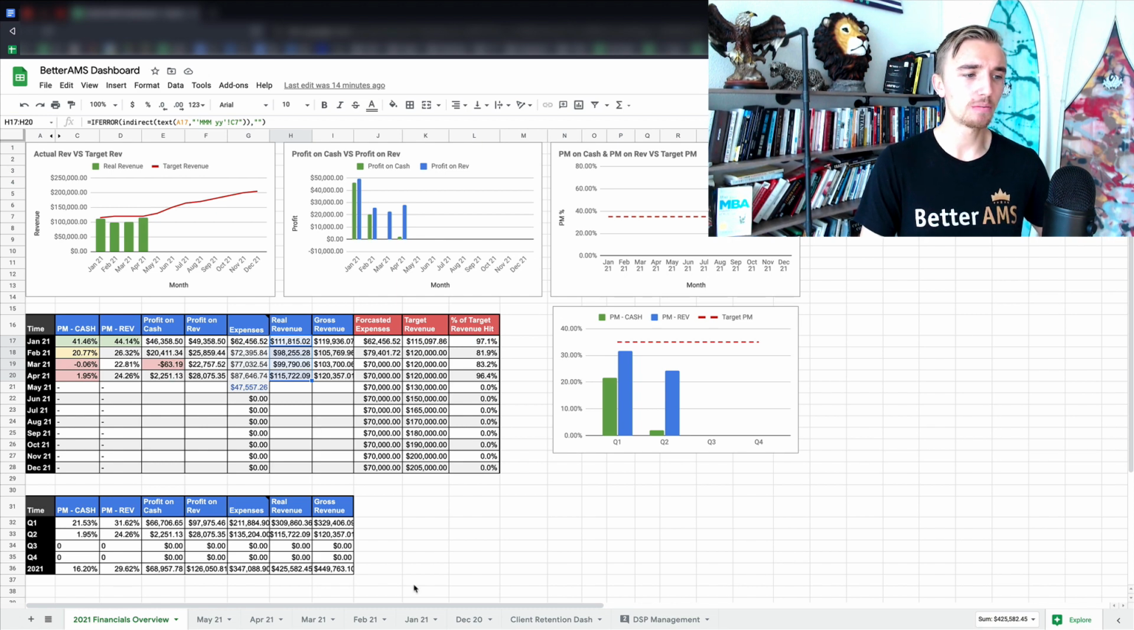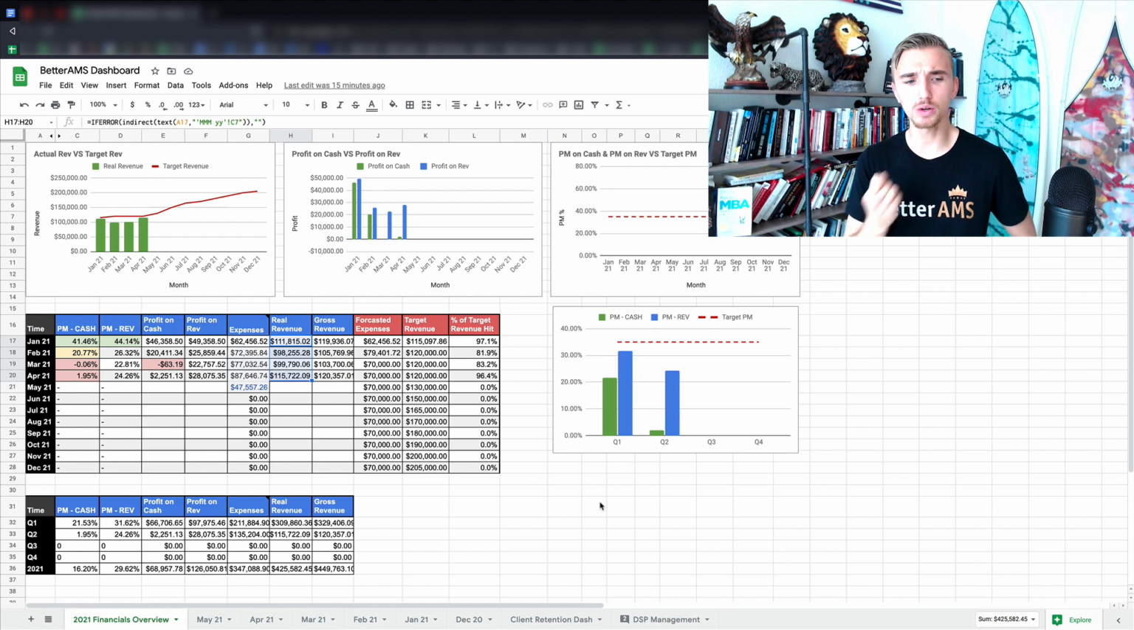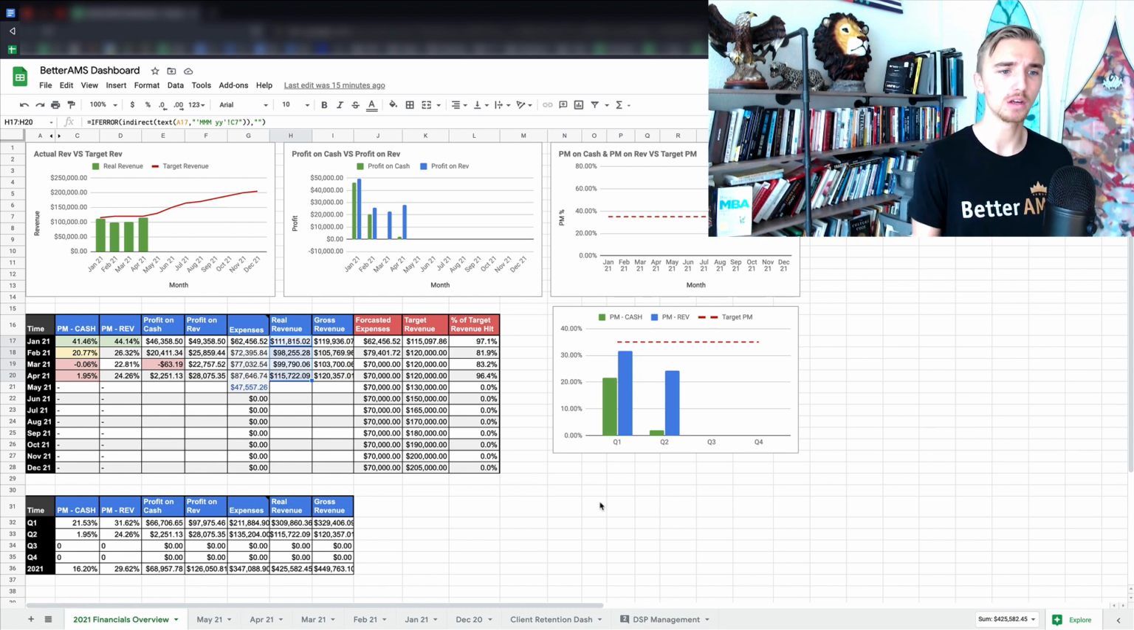So this is the reporting dash. We also have it on a quarterly basis so we can see our overall profit, rev, expenses, real rev versus gross rev on a quarterly basis, which is nice. And then the year to date 2021 obviously in this table. Great. So here's the reporting dash. Got it. We shared everything. Take a look inside our business. Look at all our numbers.